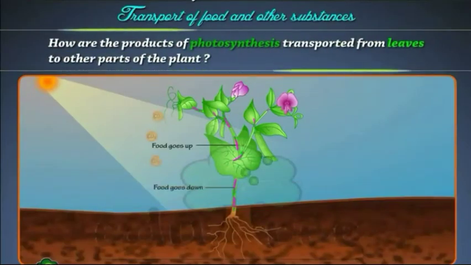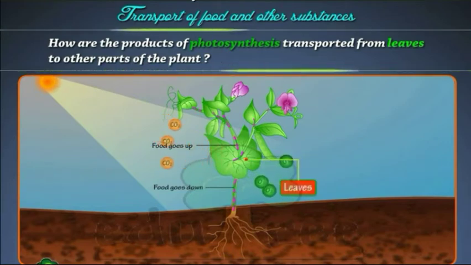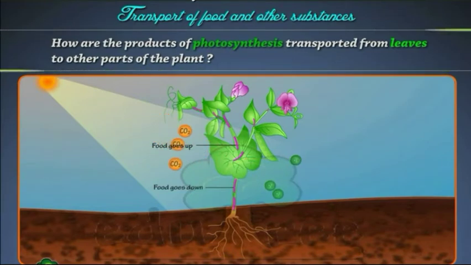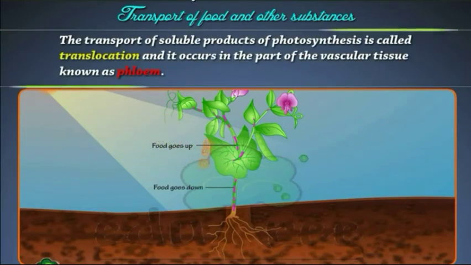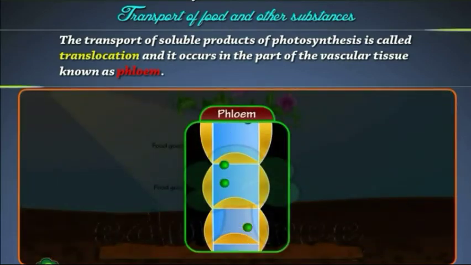As you can see in the figure, during flowering season, the sugar stored in roots or stem is transported towards the floral buds to make them open and blossom. So, how are the products of photosynthesis transported from leaves to other parts of the plant? The transport of soluble products of photosynthesis is called translocation, and it occurs in the part of the vascular tissue known as phloem.